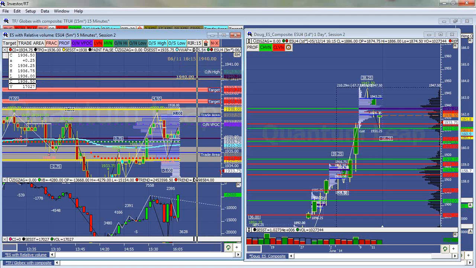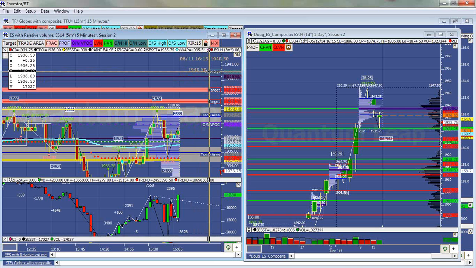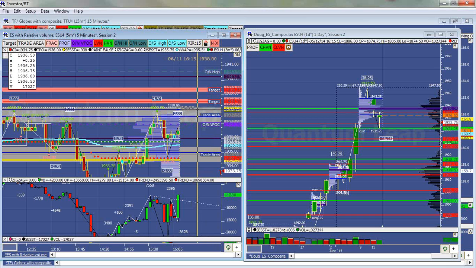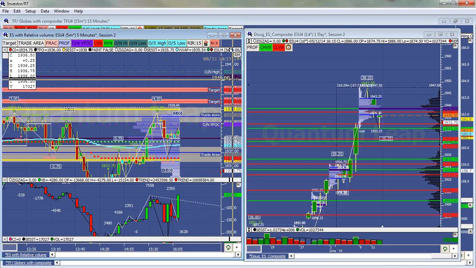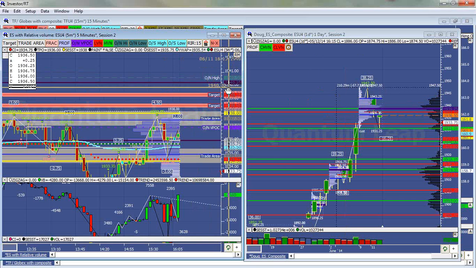naked VPOCs that are put in during the RTH session are still naked until they're taken out in the RTH session. So even though we went up and had a high above it, I think the high in the September contract was 48.75 or something like that, we're likely to go up and test this. When you break out of this range and out of this value, it's going to be very hard to fade this until you get all the way up to this 43.25. So just be careful on the fade here.